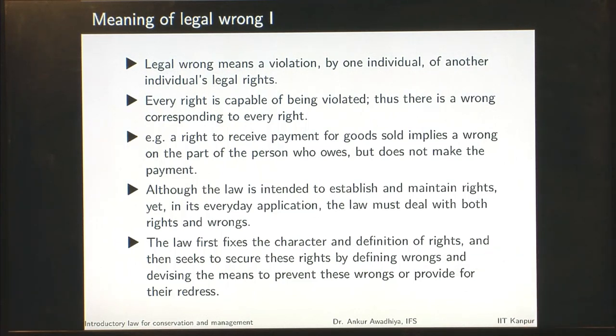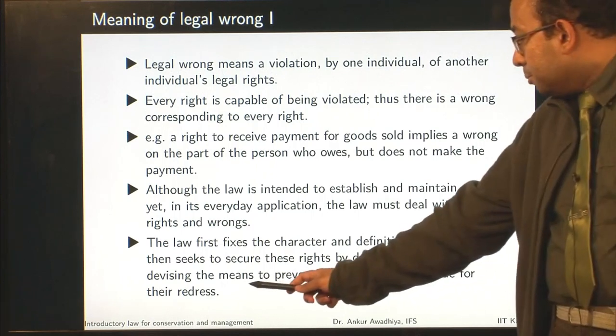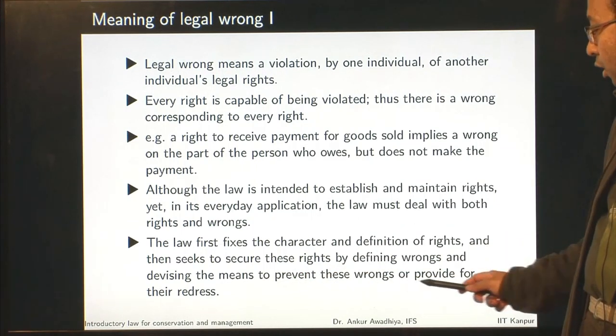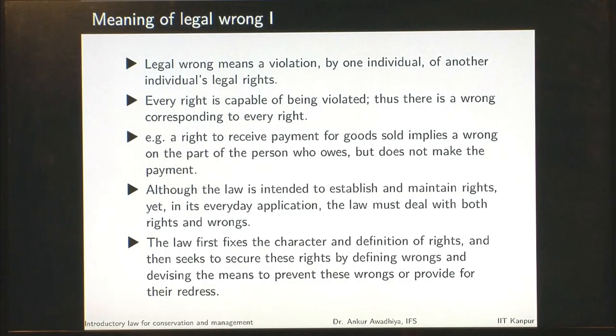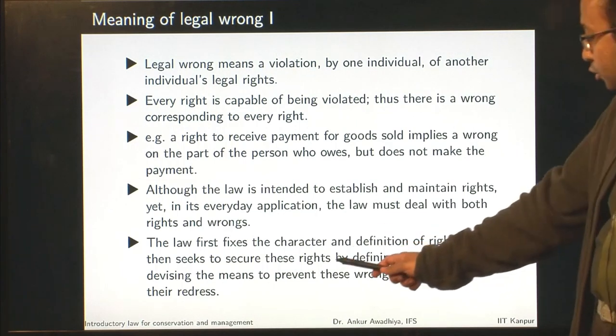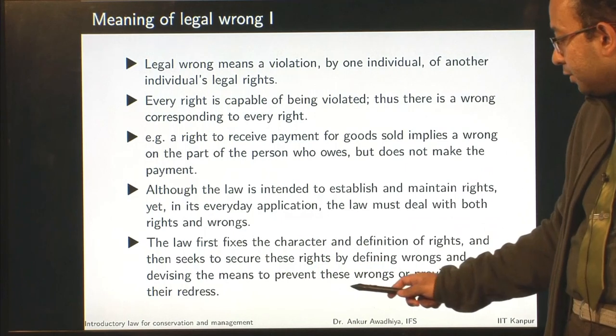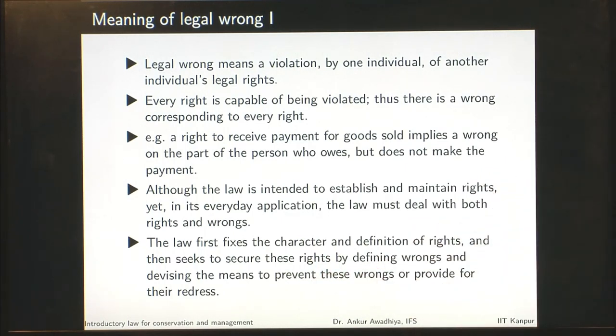So it defines what kinds of offenses are there, what are the wrongs, and then it defines means to prevent these wrongs or to provide for their redress. How do you prevent a wrong? By the legal sanction. So the IPC prescribes different punishments for different wrongs to ensure that people do not do these wrongs and the rights are maintained. If we talk about civil rights, then the civil law deals with what are the kinds of redressals or compensations that people will get if their civil rights are violated. So the law defines rights, then it secures the rights by defining wrongs, devising the means to prevent the wrongs and provide for their redressals.